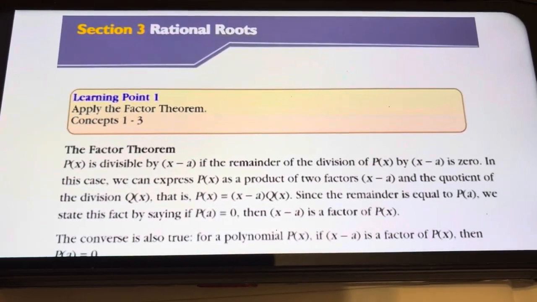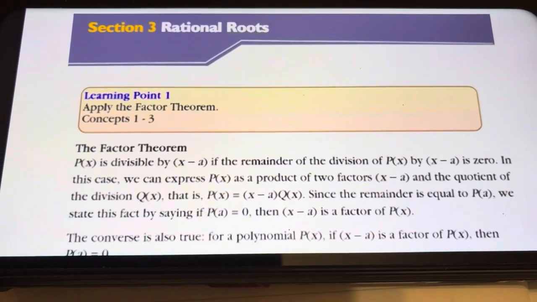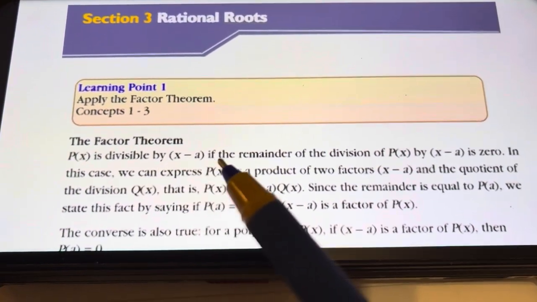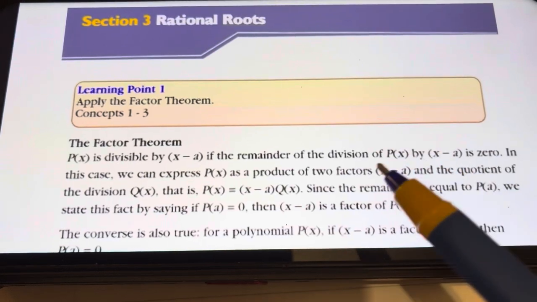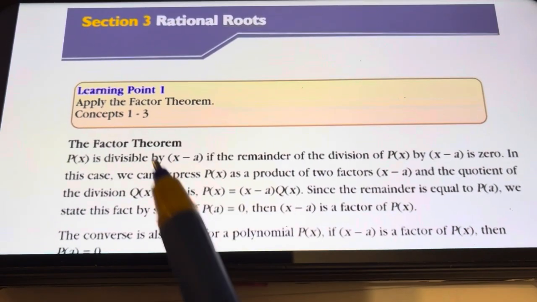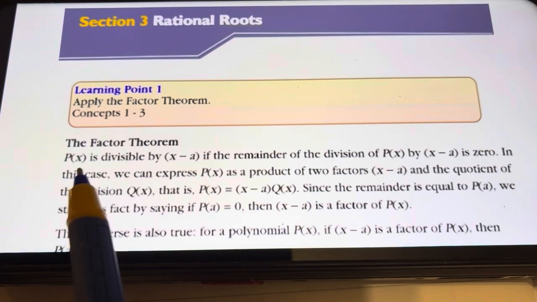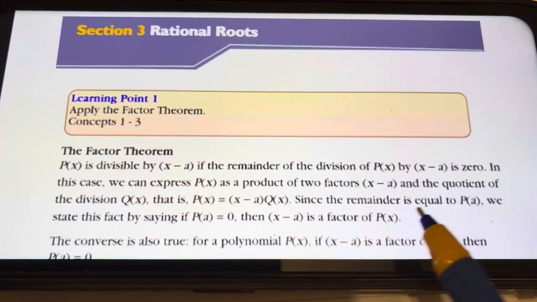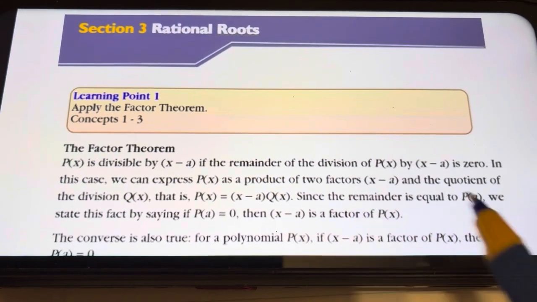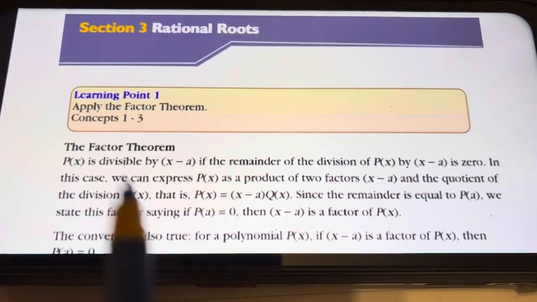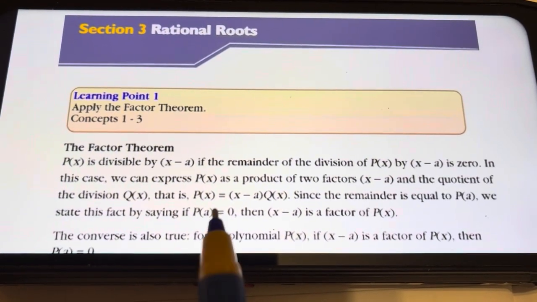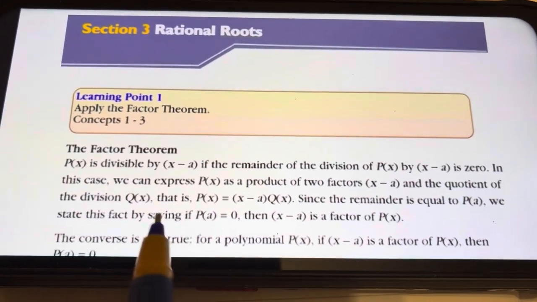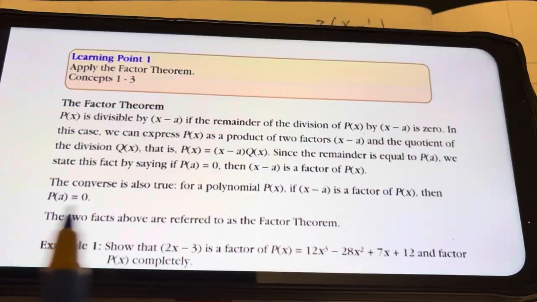Section 3 is explaining rational roots. The factor theorem: if you have a polynomial p of x and it is divisible by x minus a, in the case that the remainder is 0, then x minus a is a factor of this polynomial equation. Since the remainder is equal to 0, that means p of a, when you put a in this equation, you will get 0. So p of a is equal to 0 means that x minus a is a factor or is a solution for this polynomial equation. And the converse is also true.